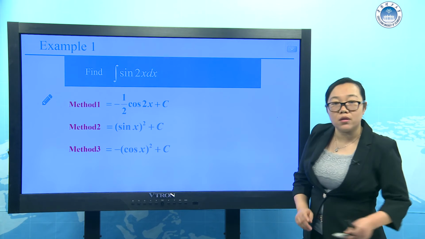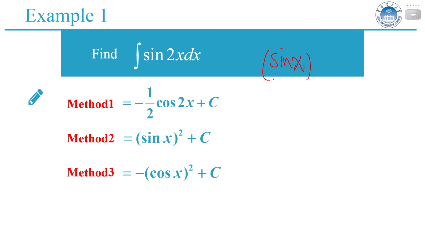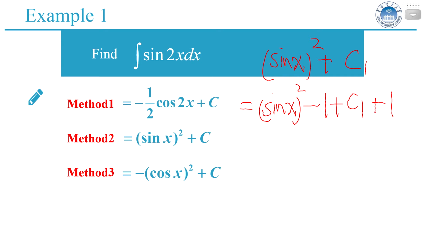Now look at method 2, the answer. Sin x squared plus c1, where c1 means any real number. We can write it as sin x squared minus 1 plus c1 plus 1. Since 1 equals sin x squared plus cosine x squared, sin x squared minus 1 together becomes minus cosine x squared. Pay attention: c1 any real number plus 1 is still any real number.